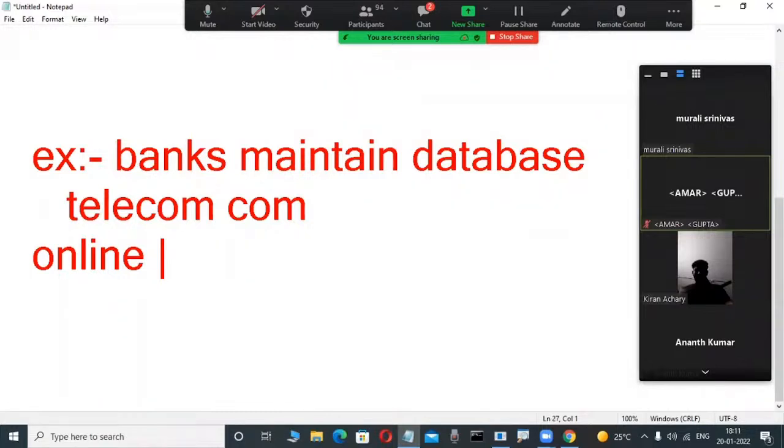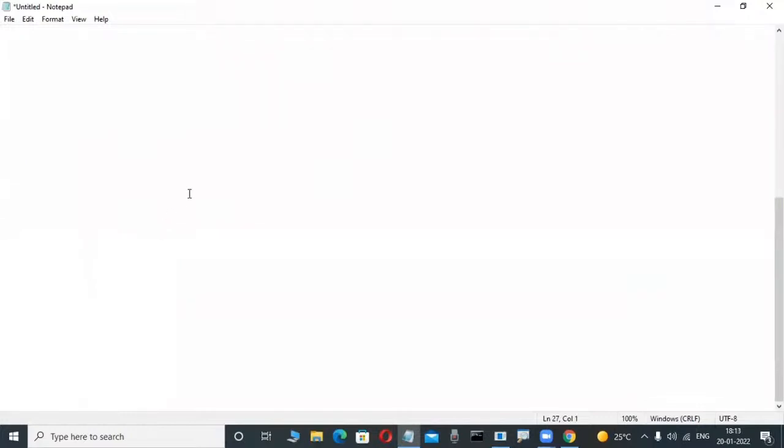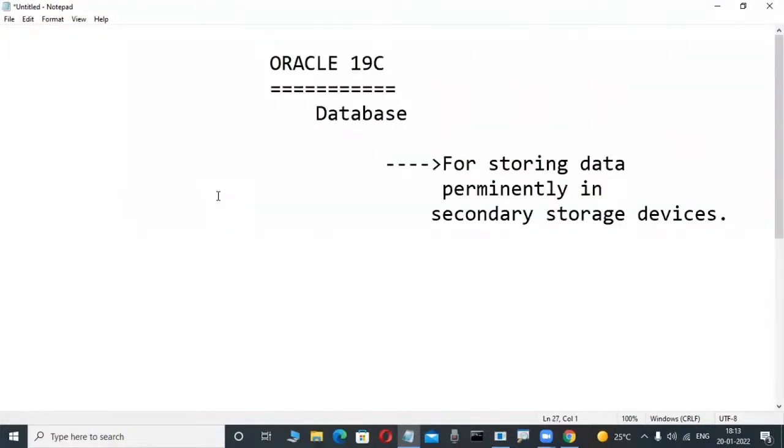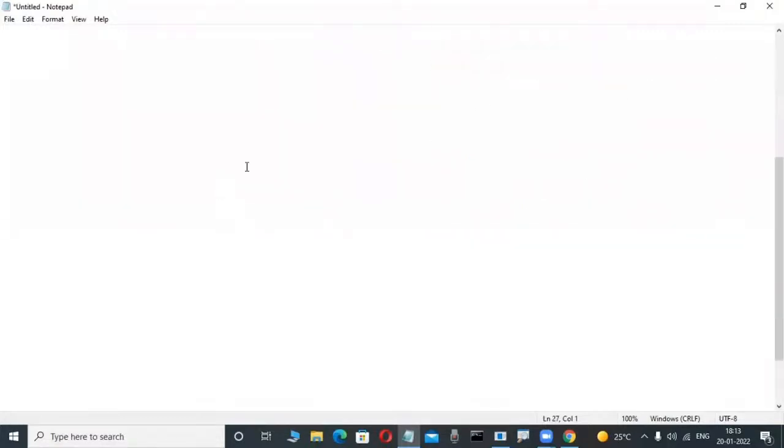Nowadays in a banking system, OTP validation is there. When we type a phone number, an OTP is automatically generated and sent. How? Through a database application. That's why so many applications worldwide, in real time, maintain databases.